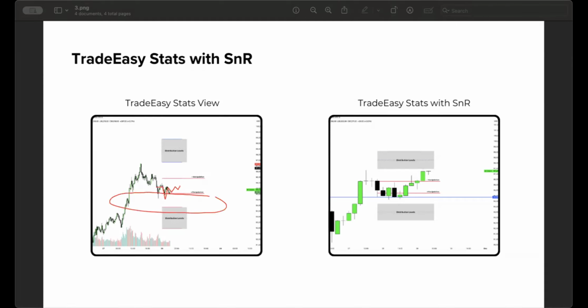So basically, if you have a manipulation level like this, and price opens and goes down, then of course you want to find an SNR level below this manipulation level. Now, if it is there exactly at that manipulation level, then oh wow, that's even better. So I hope you understand what I mean, right?